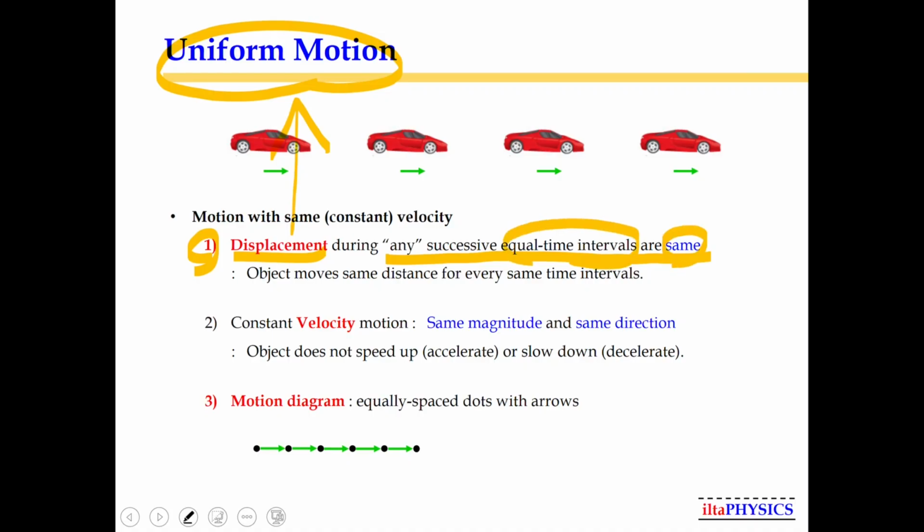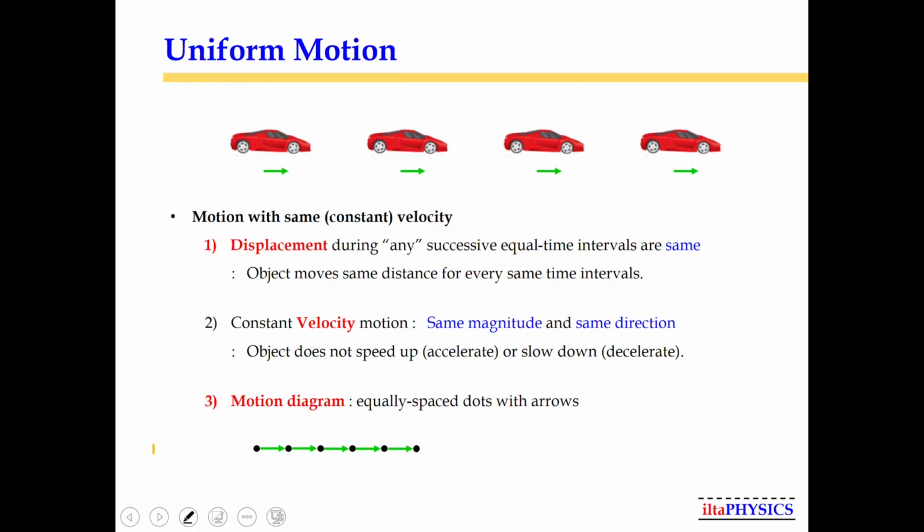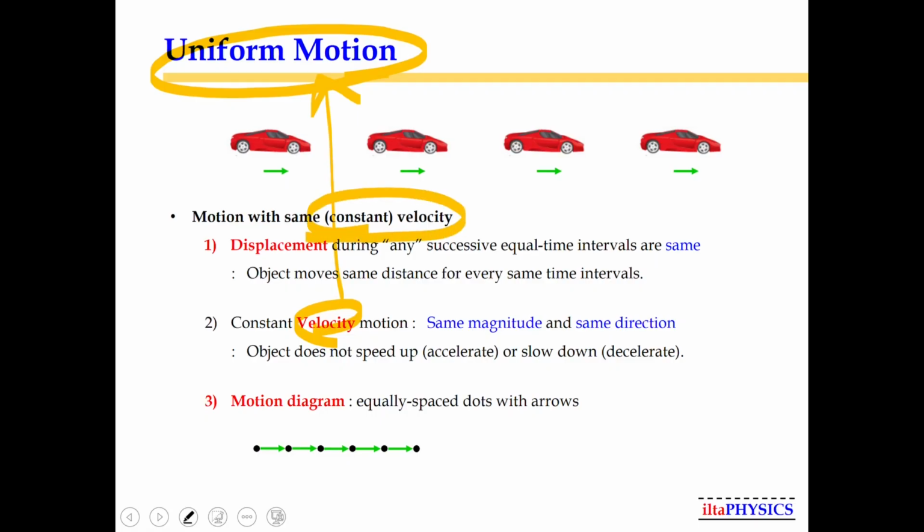Alright, then let's look at the second method, using velocity to describe motion. In terms of velocity, uniform motion can be described as motion with a constant velocity. If we expand on that, since velocity is a vector, we can describe it as motion with the same magnitude and the same direction. Now the third method.